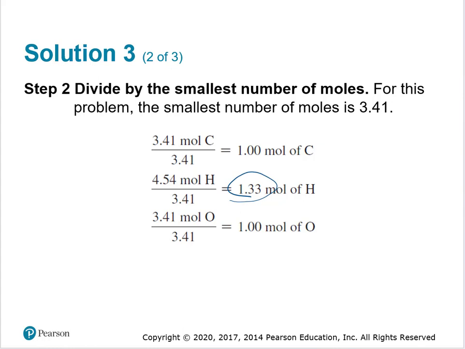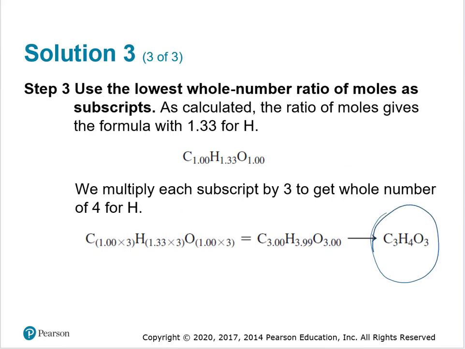This is one of those cases where I don't want to round it down to 1. How do I get 1.33 to the nearest whole number? Well, I need to multiply everything by 3. 1.33 times 3 would give me 4. 3 times 1 is obviously 3. 3 times 1 is 3. That will give me my lowest whole number ratio of moles as subscripts.